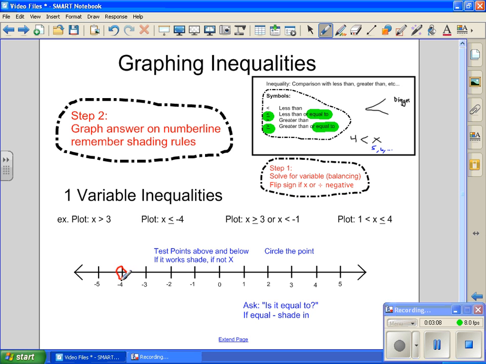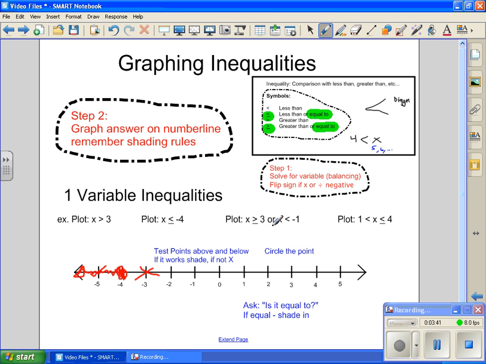Now we ask ourselves, do I fill it in? Yes, because it is equal to, so you shade it in. In this case, it's going to be nice and dark. There, it's shaded in. And now we test points above and below. So -5. Is -5 less than -4? Is it smaller than -4? Yes. Is -3 less than -4? No, -3 is bigger. So you put an X. So we shade in this side. That's the side that works. All right, so that's that one.